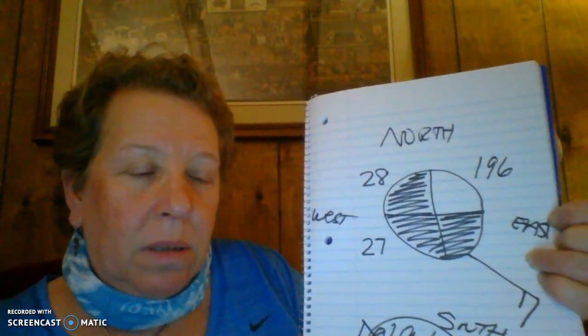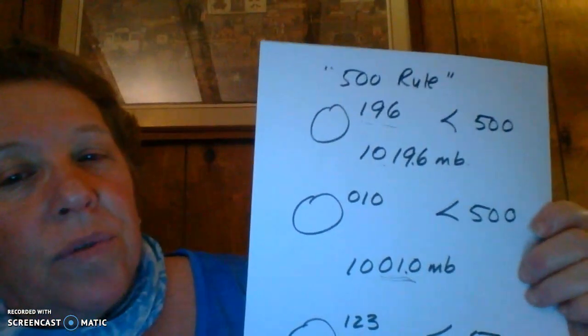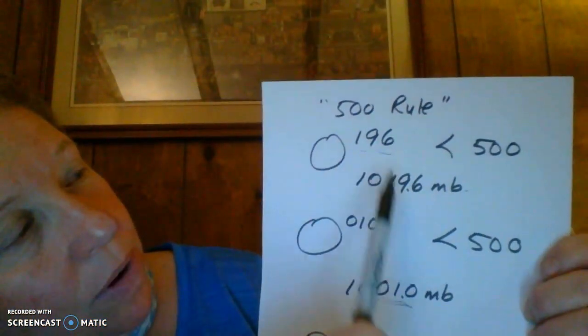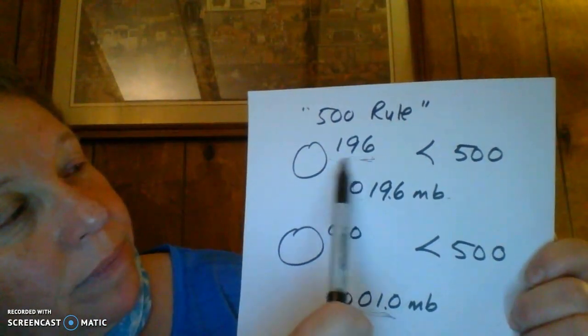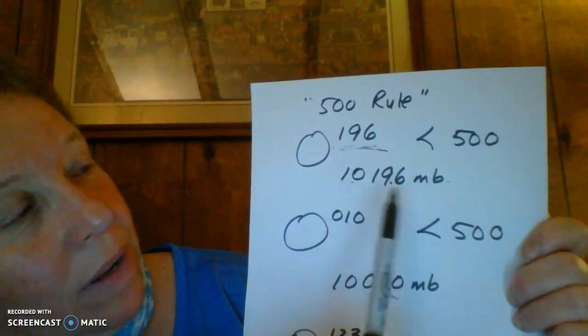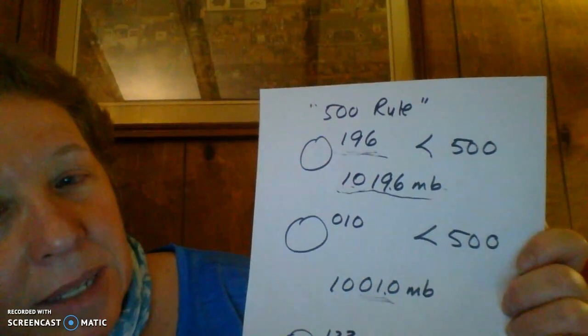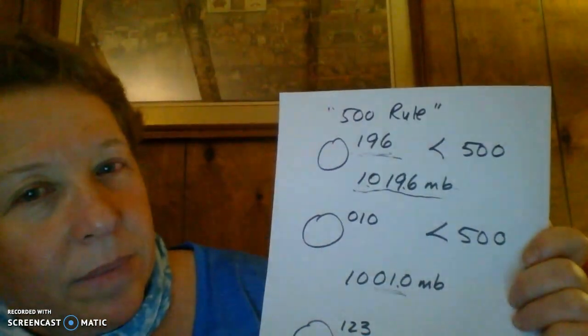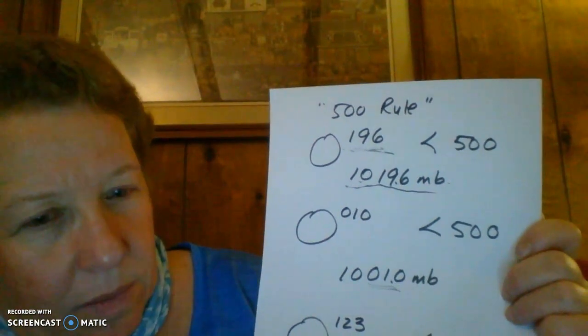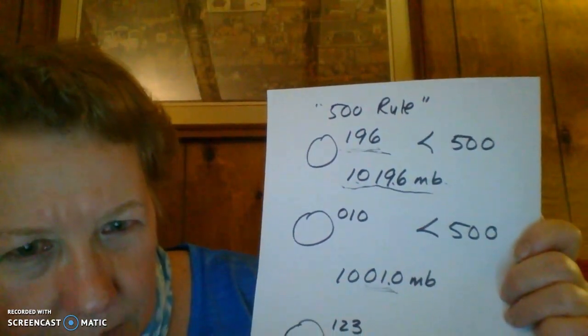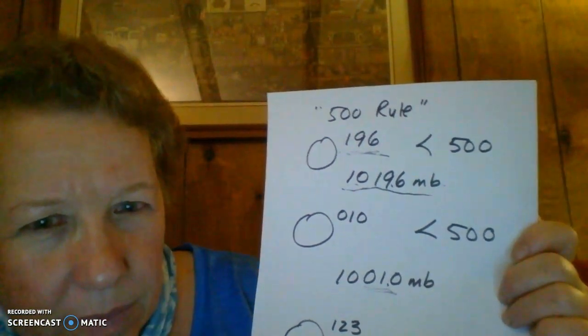All right, let's practice some pressure readings. Okay, here we go. Here's a couple. The 500 rule. If the number is less than 500, we're going to put a 10 in front of it, decimal before the last number, and the units at the end. The full reading is 1019.6 millibars. Where did this come from?